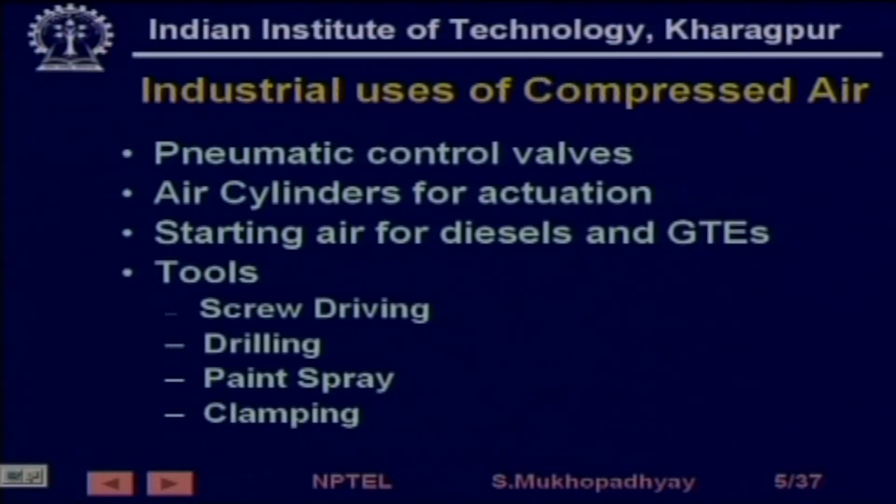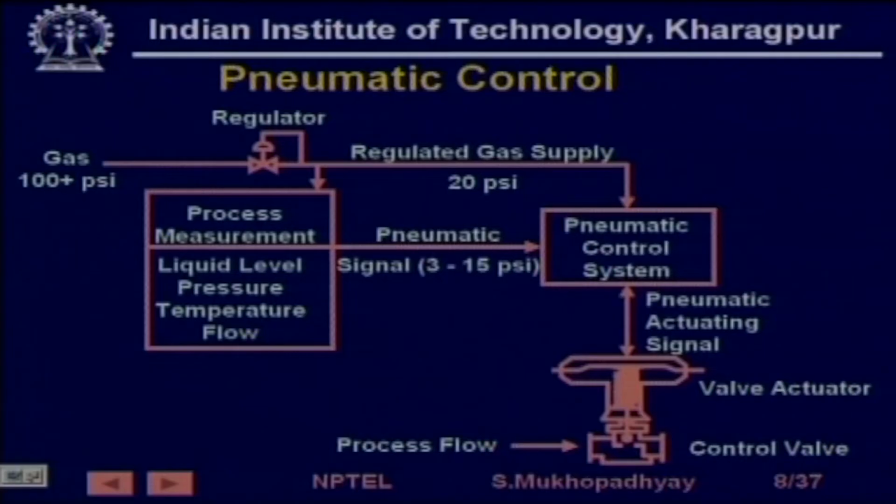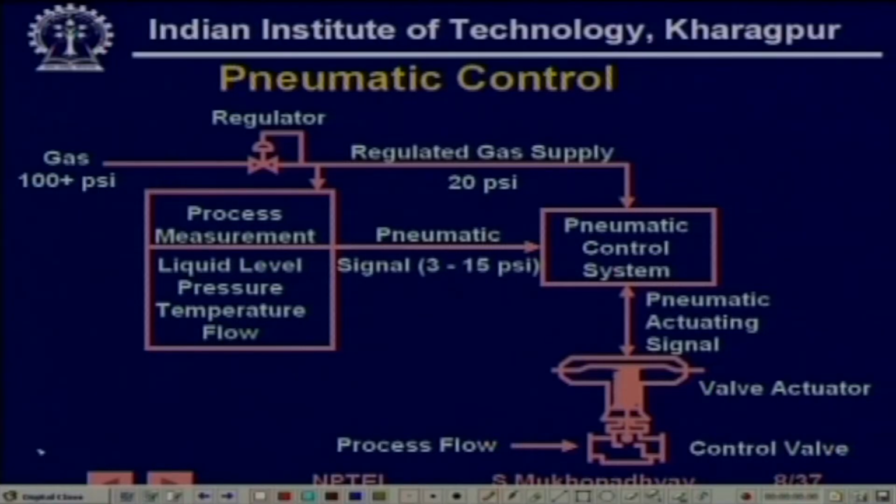So, there are lots of applications of pneumatics in the industry. Typical pneumatic control systems, block diagram wise, would look like this. You have a source of air or gas which is at high pressure. This source is generally coming from the compressor, and then you have a regulator, and this is a pressure regulator.